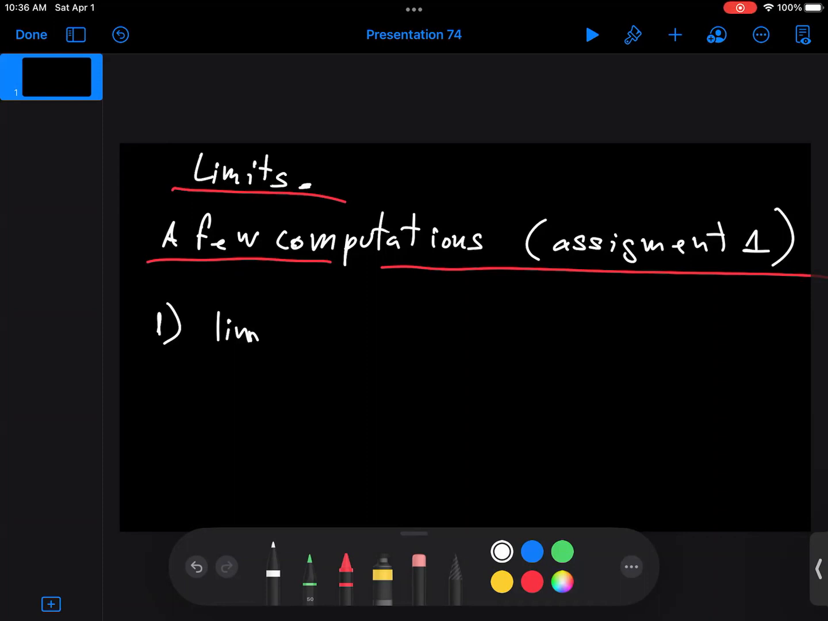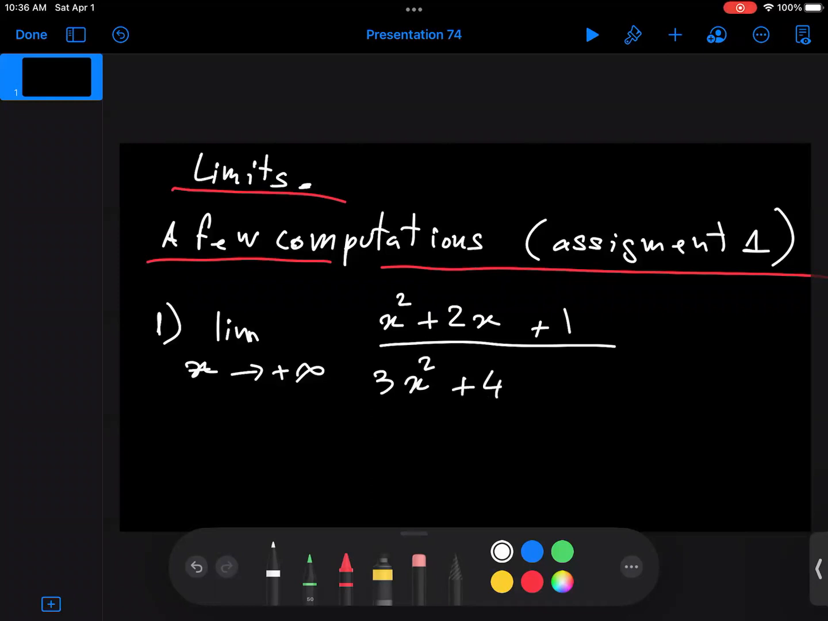So the first limit that we are computing is the limit when x goes to plus infinity. My variable x is a large number, and it's going to infinity. Let's say that I want to compute the limit as x goes to infinity of x squared plus 2x plus 1 divided by 3x squared plus 4x plus 2.